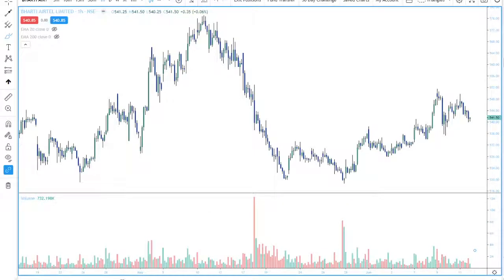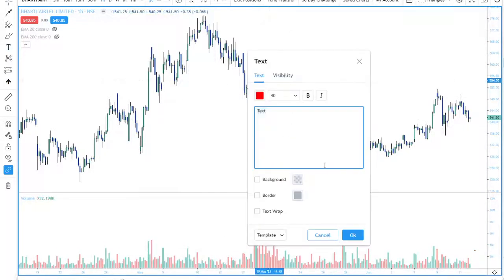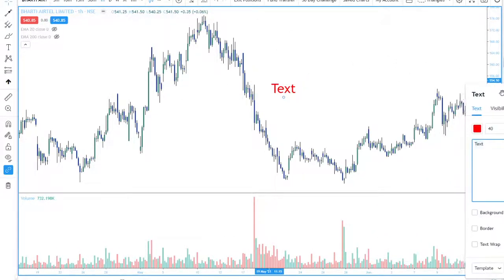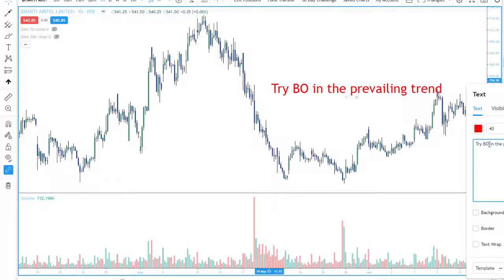Let me just open a text here for you. These kinds of small tips are going to improve your accuracy, your success ratio, when you're trading patterns, triangle patterns, or any sort of patterns. So if you go here, the first thing that you can do is try looking for a breakout in the direction of the prevailing trend. That's one thing you can do.